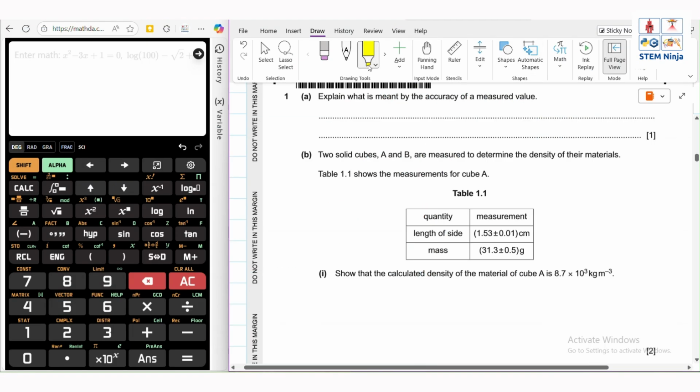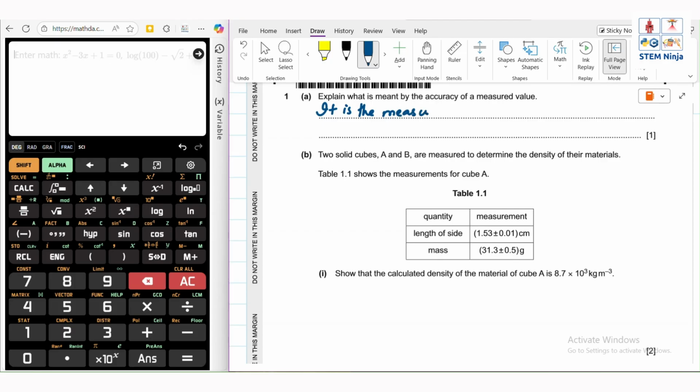So we can say that it is the measure of how close the measured value is to the true value of the physical quantity.